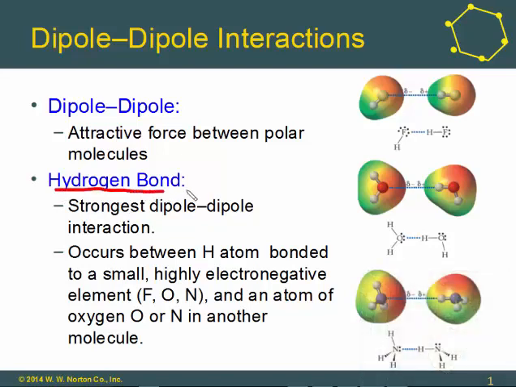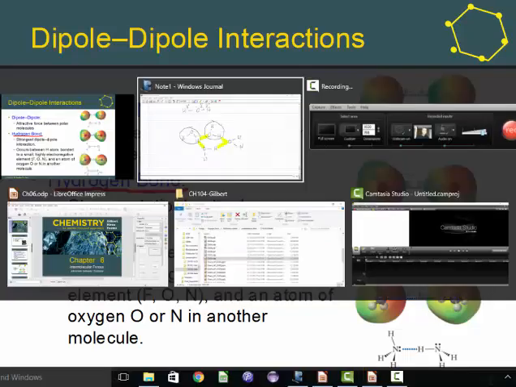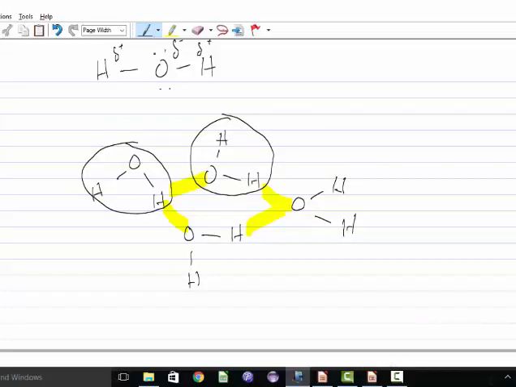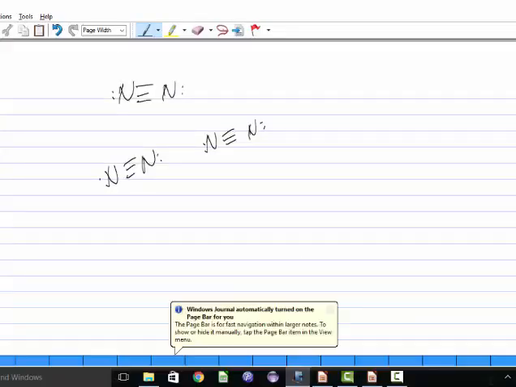Hydrogen bonding is a type of dipole-dipole interaction. Water, in particular, is really a good example of hydrogen bonding. It's really one of the strongest dipole-dipole interactions you can have. It occurs between a hydrogen atom bound to a small electronegative element, which basically means fluorine, oxygen, and nitrogen, and an atom of oxygen or nitrogen in another molecule. And really, to show you more detail what that means, let's go back to water. Well, it's not just dipole-dipole interaction.